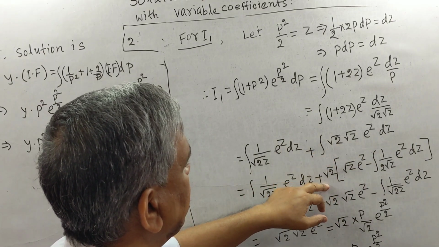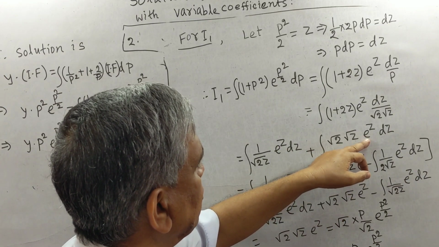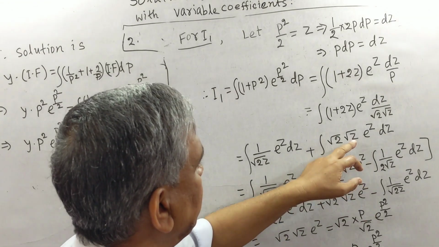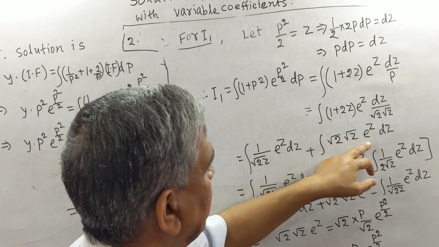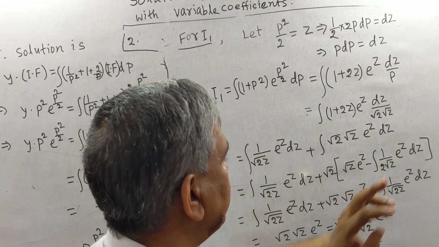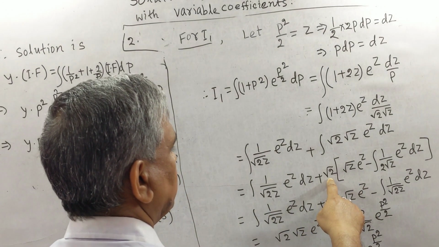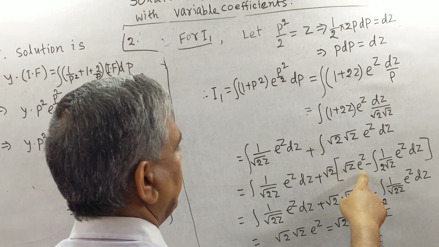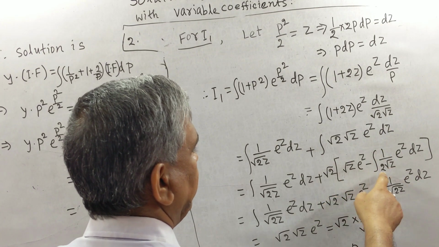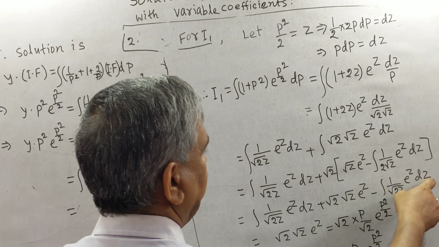Square root is outside. First function root z, integration of second function e to the power z is e to the power z, minus integration of differentiation of first, root z, 1 by 2 root z, integration of e to the power z dz. So we multiply this: square root 2 square root z e to the power z minus integration, square root 2 and 2 square root 2 here and root z e to the power z dz.